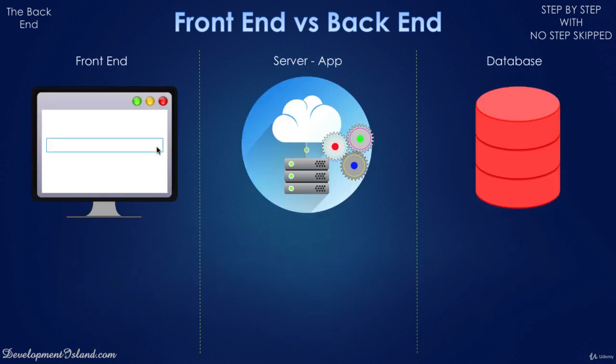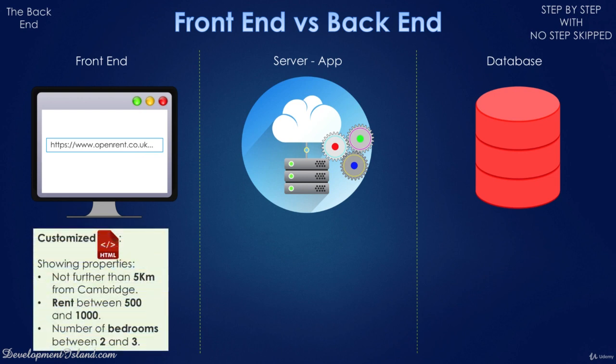First of all, the user is going to send a request to the server through a URL. By the way, the URL is going to be generated by the website once you click on the search button, so you don't have to type the URL manually, as you know. In this case, we want a customized web page showing properties not further than 5 kilometers from Cambridge, with a rent between £500 and £1,000, and a number of bedrooms between 2 and 3. All these parameters are going to be included in the URL, and then we're going to send a request to the server.